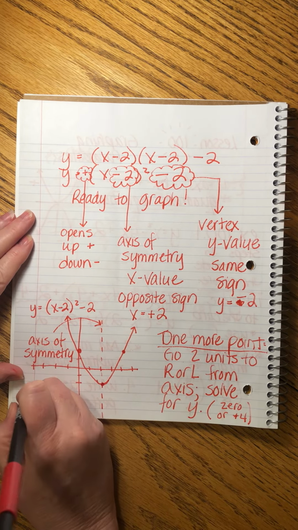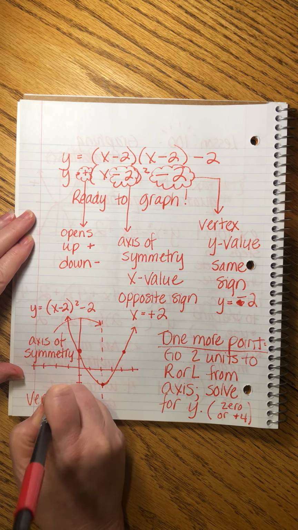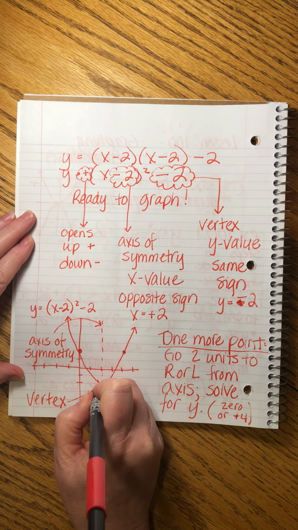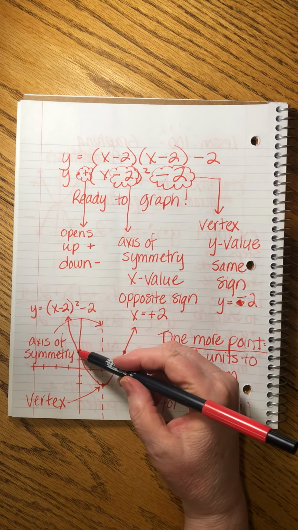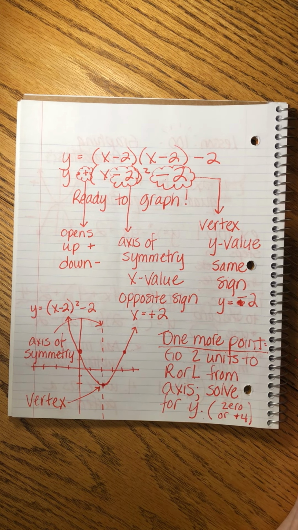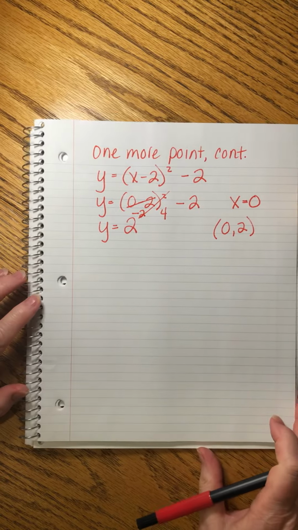This point down here is the vertex. It's the bend in the parabola. It's where it changes from going down to going back up, if you want to think of it that way. Okay? Wow, that was a lot, wasn't it? That was a lot. We're going to do it 2 more times. You can do it. Ready?